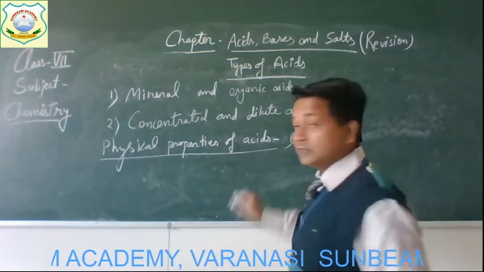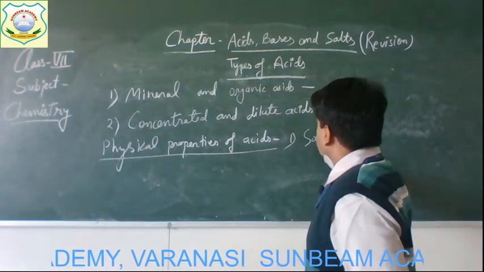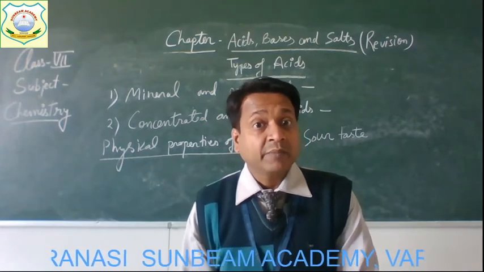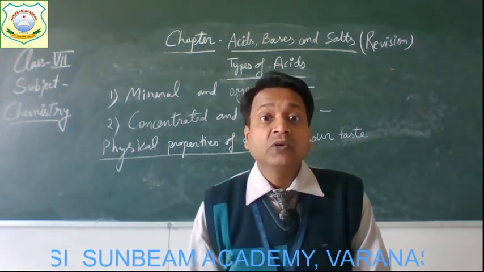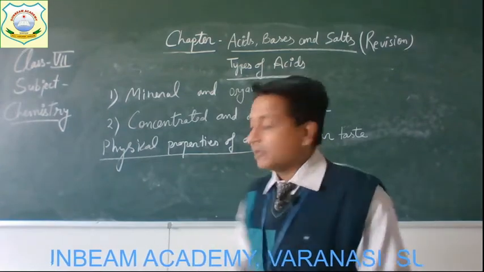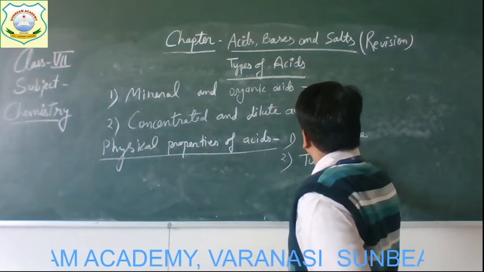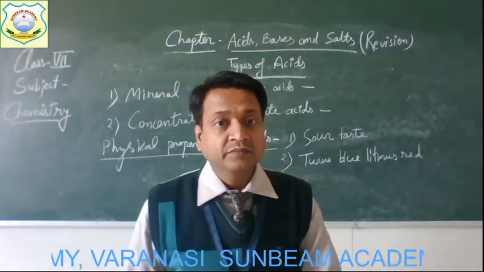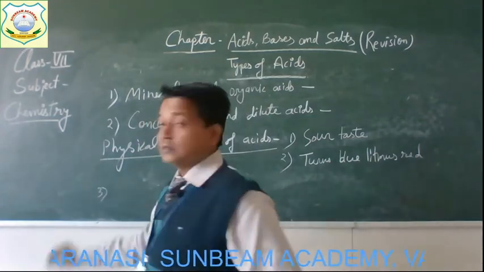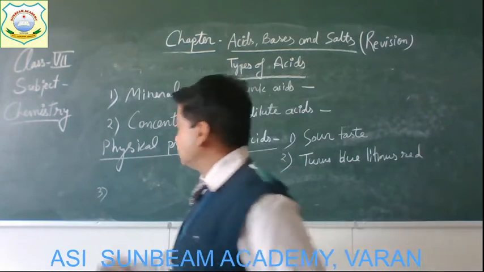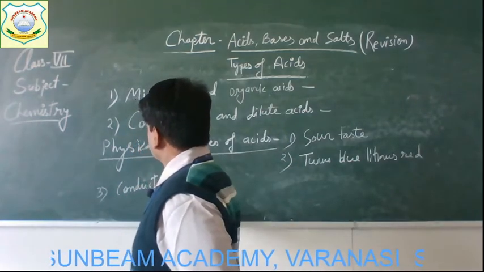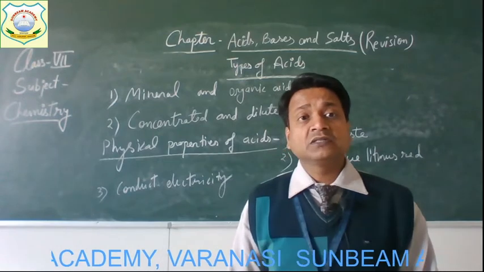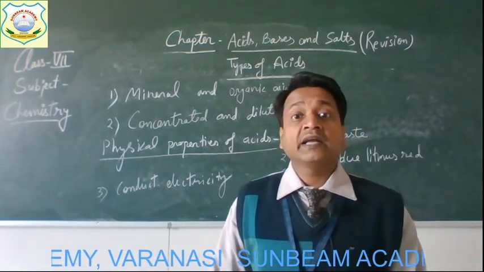The first physical property is that acids have a sour taste. Second physical property, children, remember that we have discussed that acids can turn blue litmus red. So this is also a physical property of acids. Turns blue litmus red. And the next property is it conducts electricity. Alright, so all acidic solutions can conduct electricity. Electric current can pass through it.